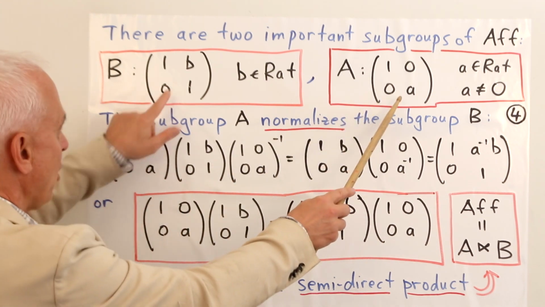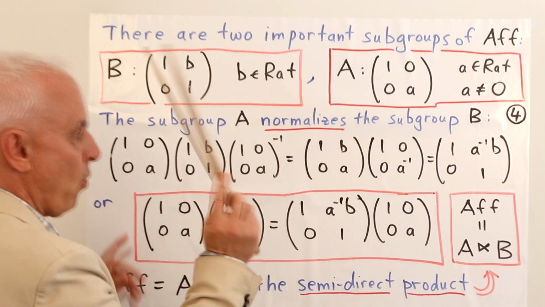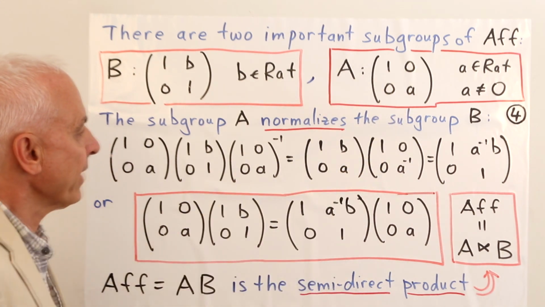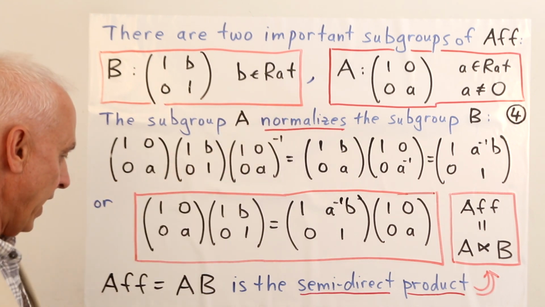So the common elements in these two groups, there's only one, which is the identity matrix 1, 0, 0, 1. That's the only element that's common.